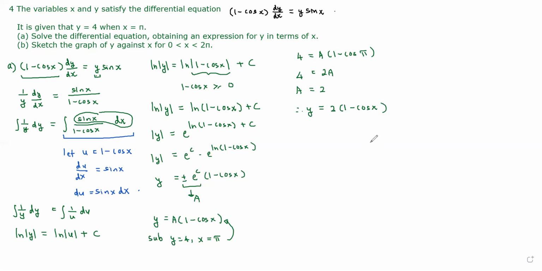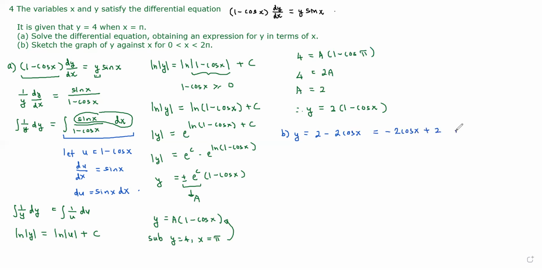Part B, we need to sketch the graph of y against x, for x between 0 and 2 pi, not including 0 and not including 2 pi. Otherwise, we are not going to have a solution. So let's look at B here. We expand this, and y is 2 - 2 cos x, which we can write as negative 2 cos x plus 2.